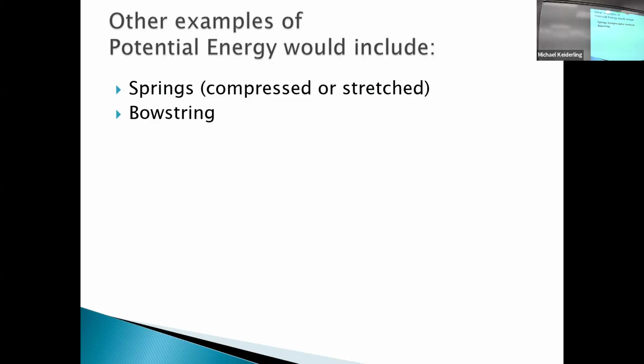Bowstrings don't actually stretch that much. So the limbs bend. If the bowstring stretched, you'd have a slingshot and not a bow.